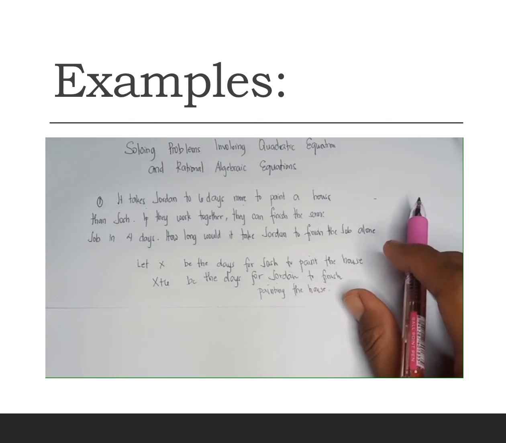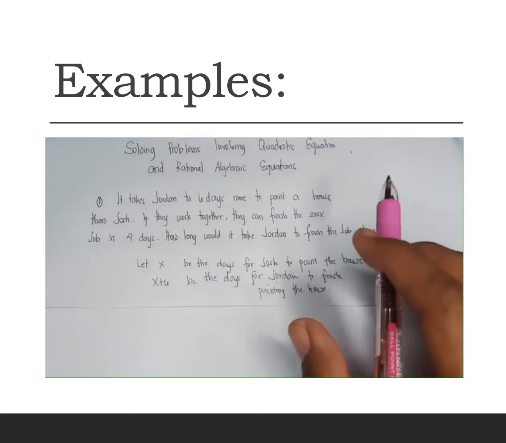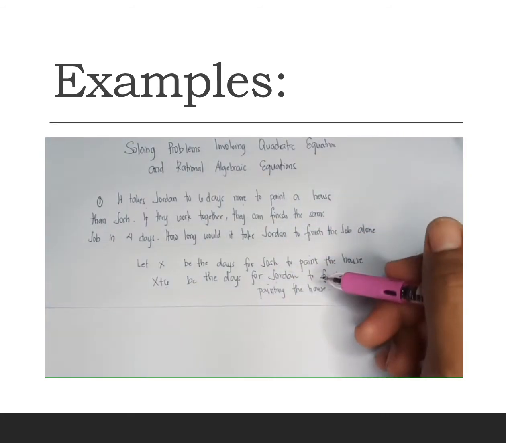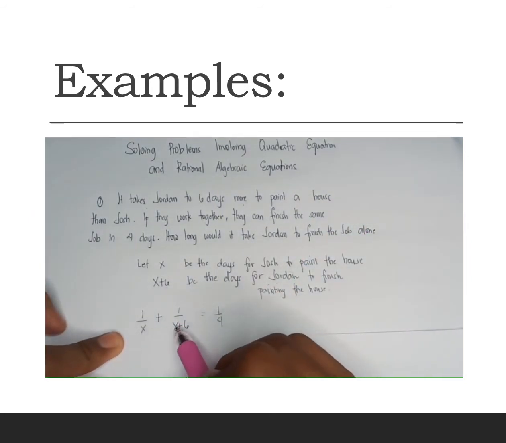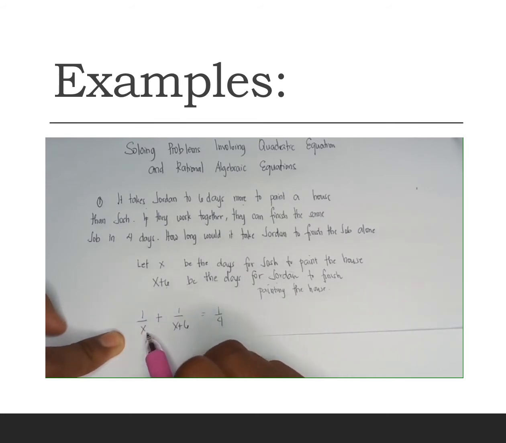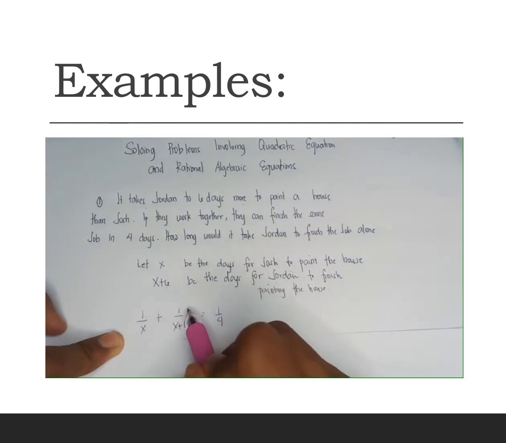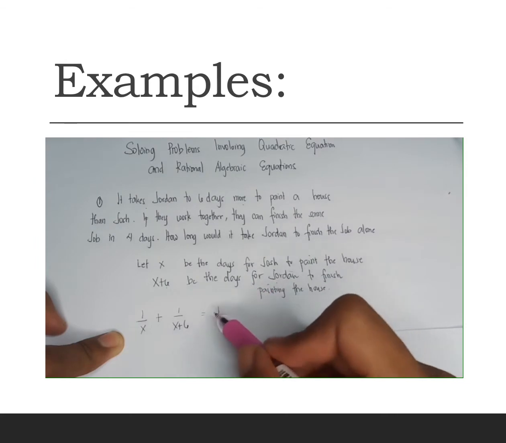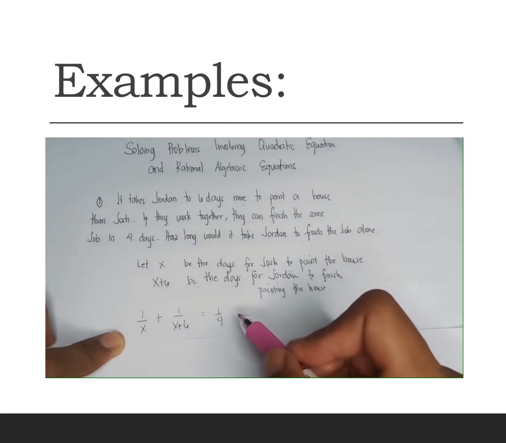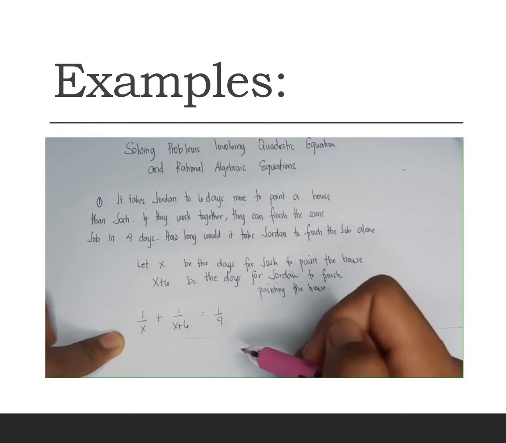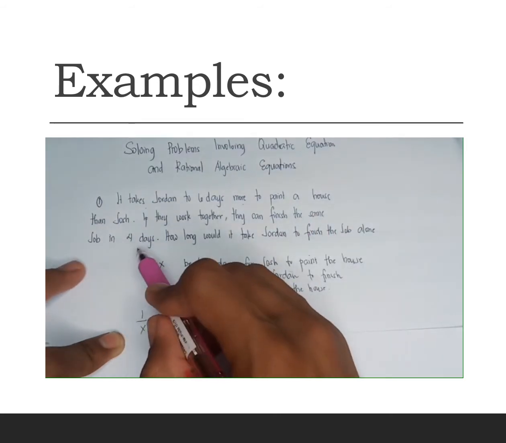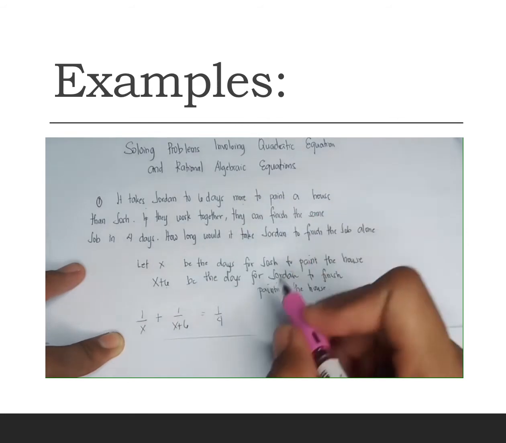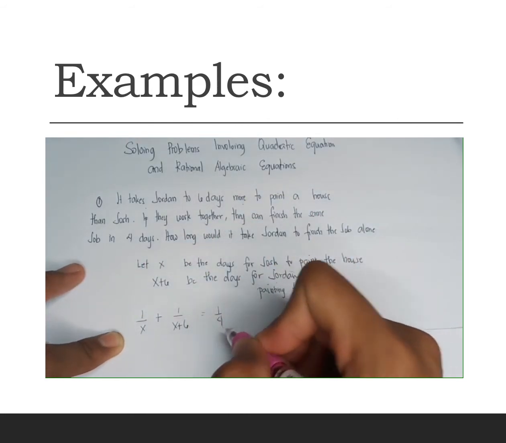And for our next step, the translation, we will formulate an equation based on the representation and the problem. So we have 1 over x plus 1 over x plus 6 is equal to 1 over 4. Here, 1 over x is the representation of Josh, and 1 over x plus 6 is the representation of Jordan. When did we get 1 over 4? From the problem, of course. They can finish the same job in 4 days if they work together. So we have 4 days, 1 over 4.